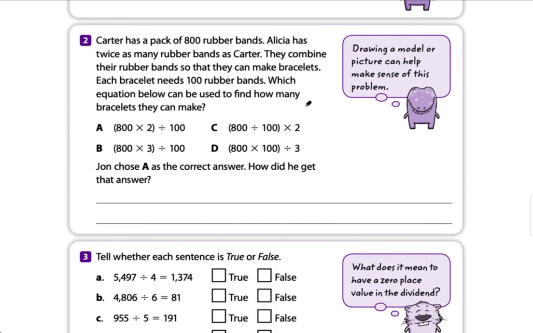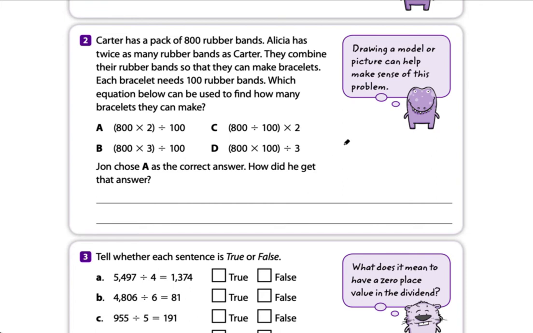Number 2. Carter has a pack of 800 rubber bands. Alicia has twice as many rubber bands as Carter. They combine the rubber bands so they can make bracelets. Each bracelet needs 100 rubber bands. Which equation below is used to find how many bracelets they make?